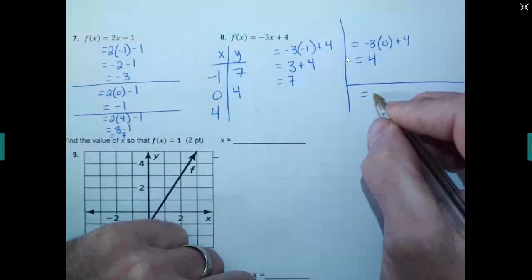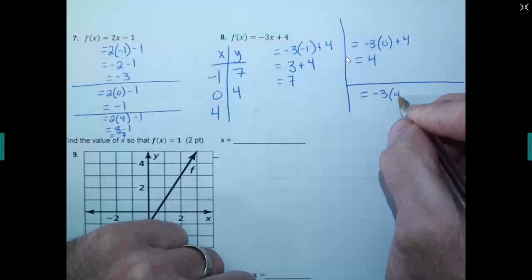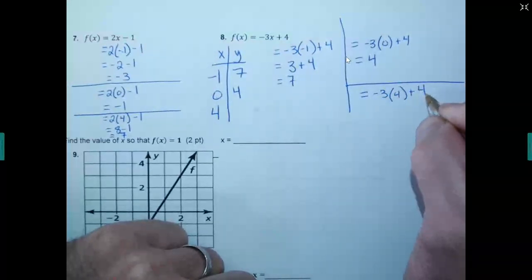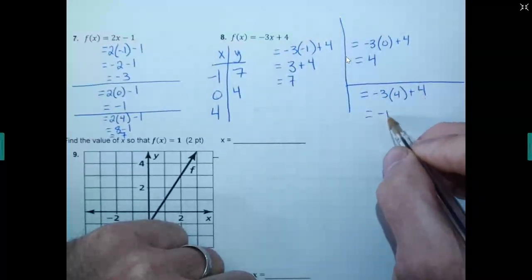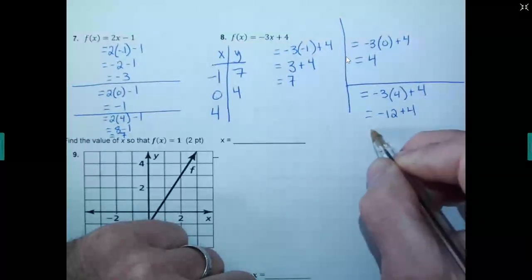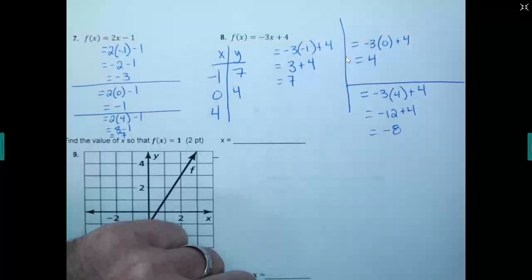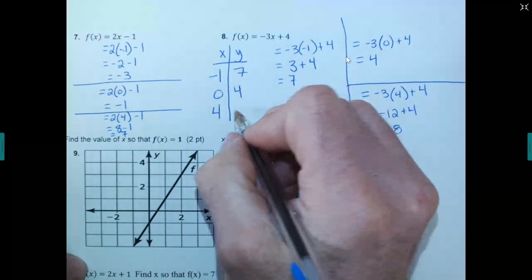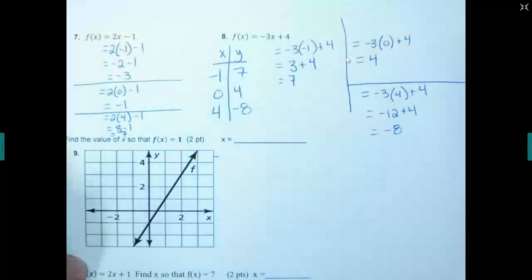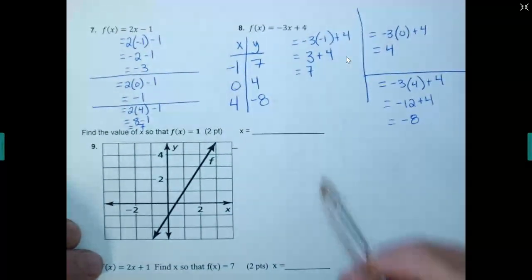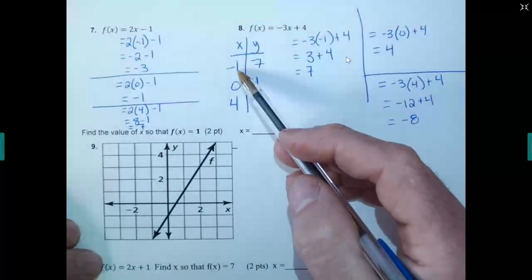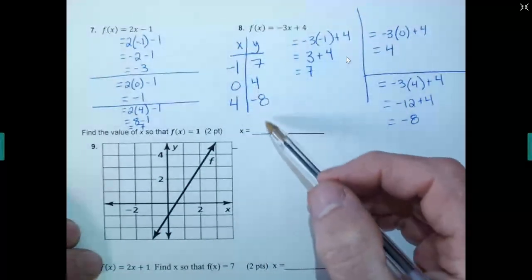Then I have negative 3 times 4 plus 4. So I get negative 12 plus 4. So I get negative 8. There's my 3 answers for negative 1, 0, and 4. I get 7, 4, and negative 8.